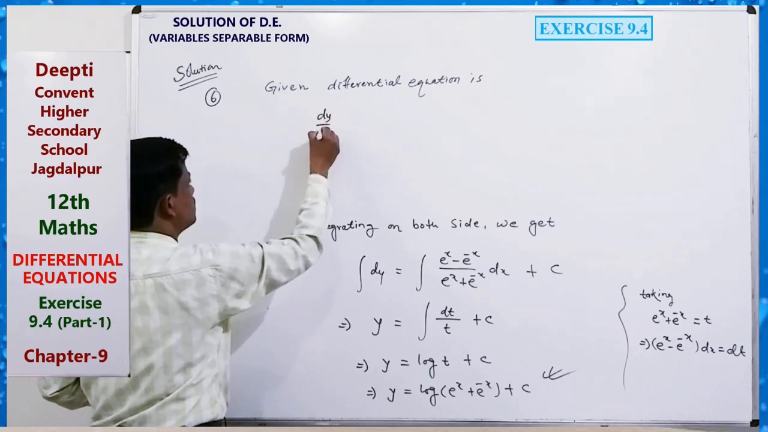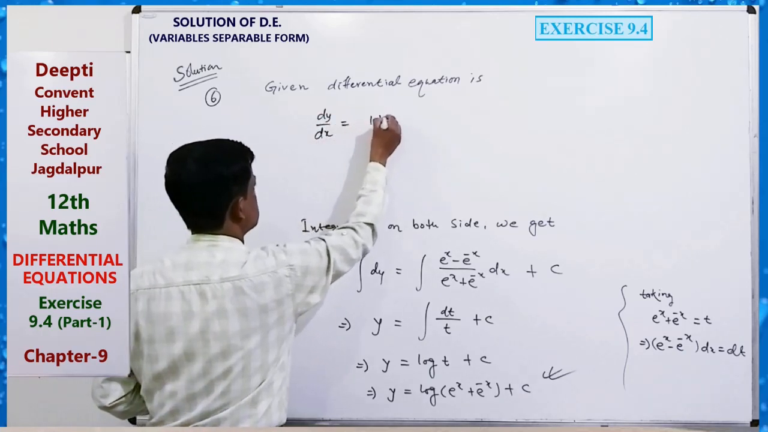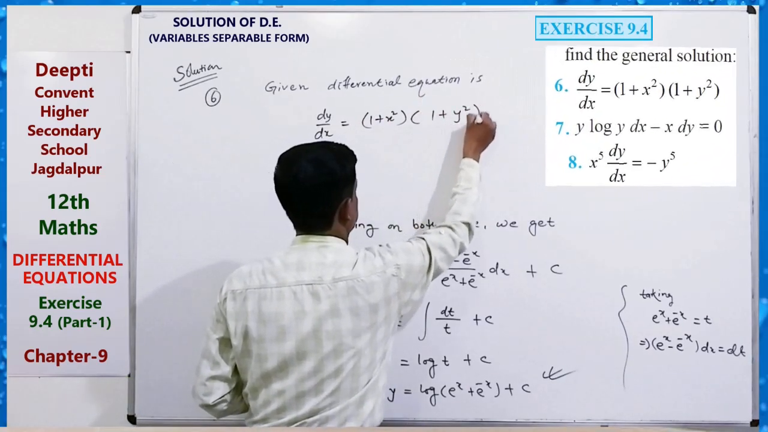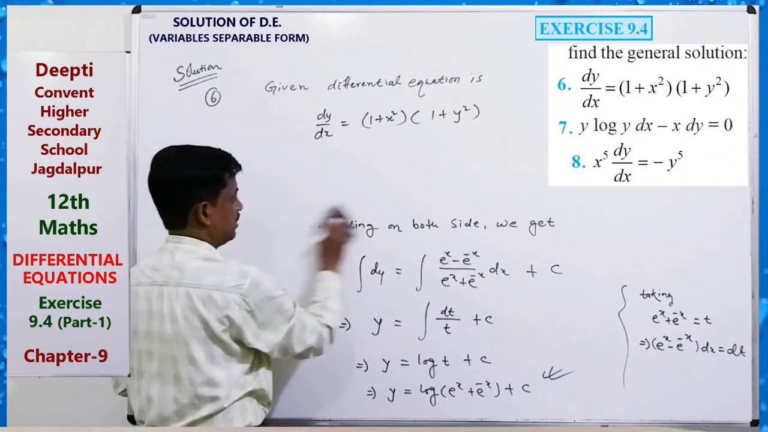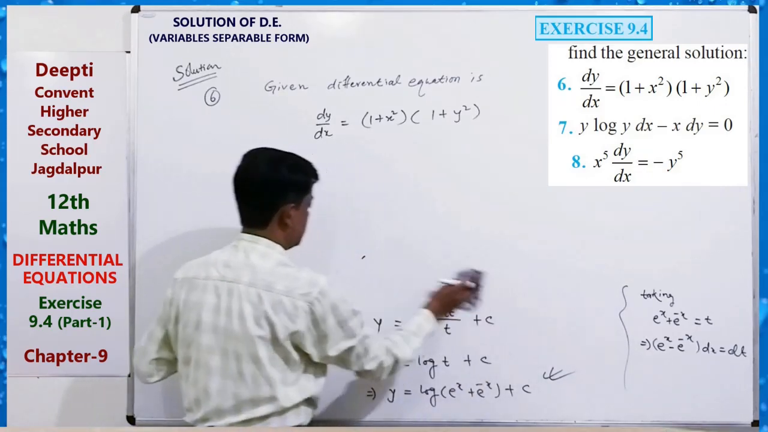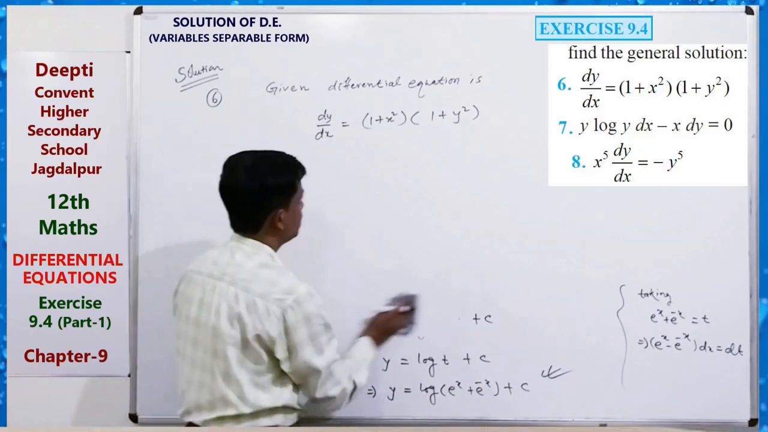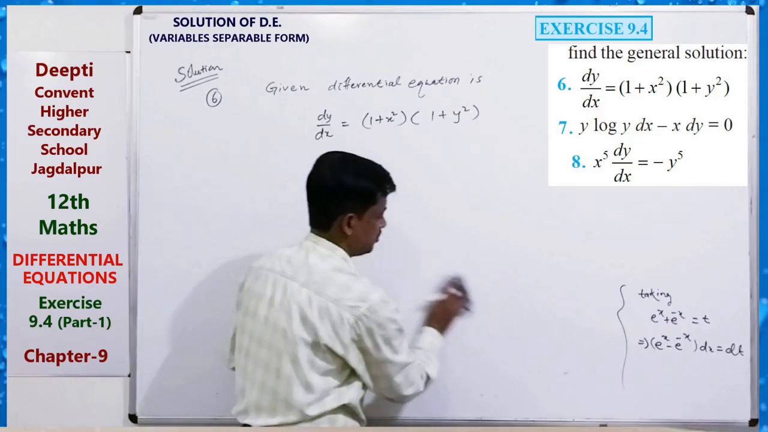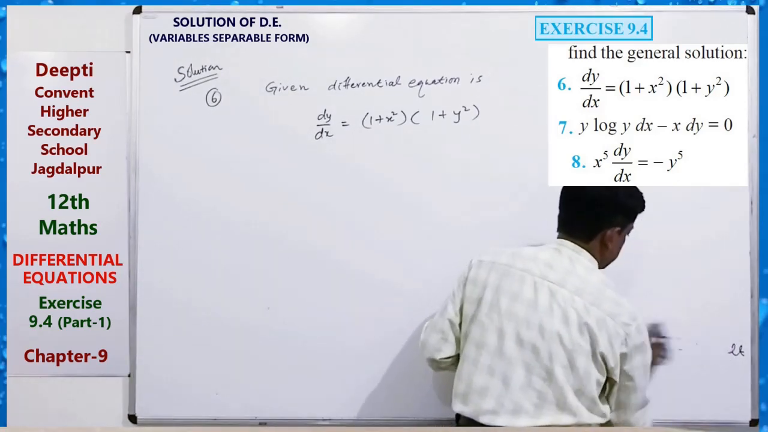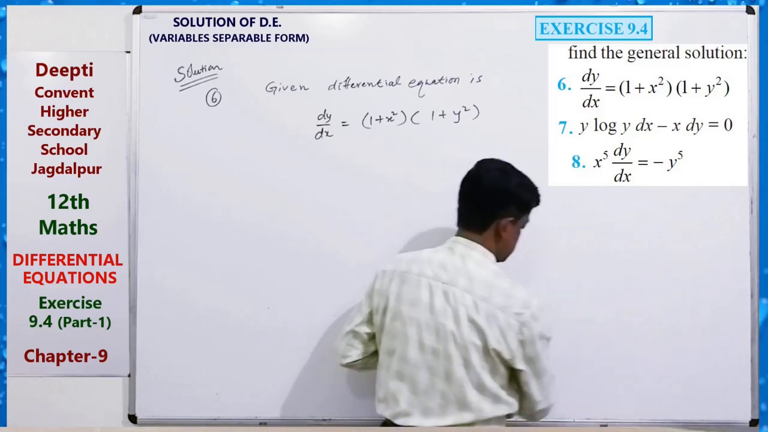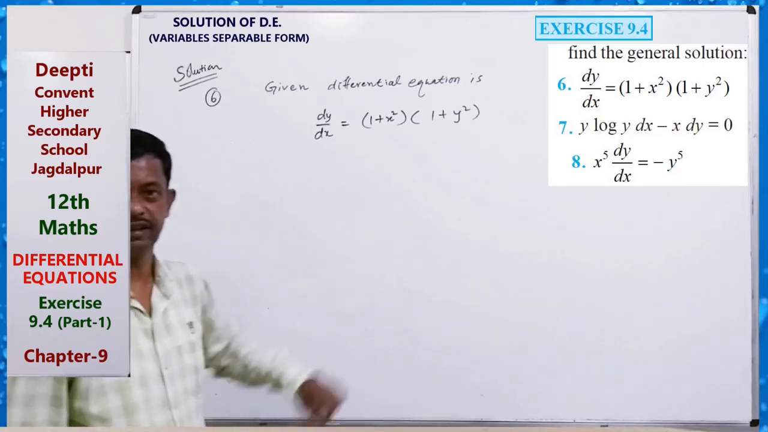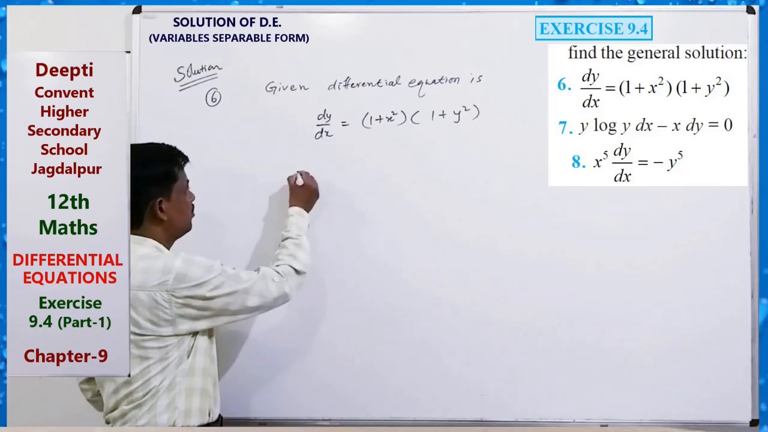The given differential equation is dy by dx equals (1 plus x square) and (1 plus y square). So how can we solve it? It is in separable form. We can separate it with respect to x and y. Take the function related to x with x and y with y. Clear?